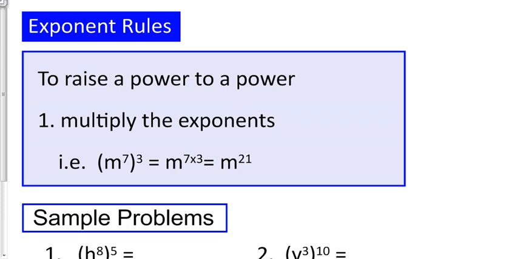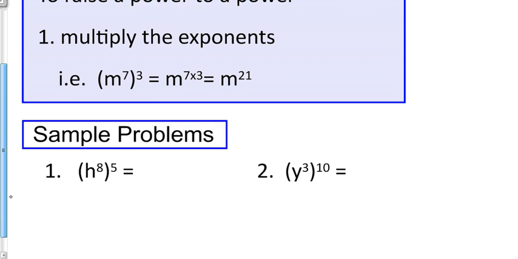So my rule to raise a power to a power: if I have a power in parentheses and I'm raising that quantity to another power, I'm just going to multiply the exponents together. So if I have h to the 8th and I'm raising that to the 5th, I'm just going to multiply 8 times 5 together. I'm going to get h to the 40th. Y to the 3rd to the 10th. Again, I'm just multiplying these two exponents together. I get y to the 30th.